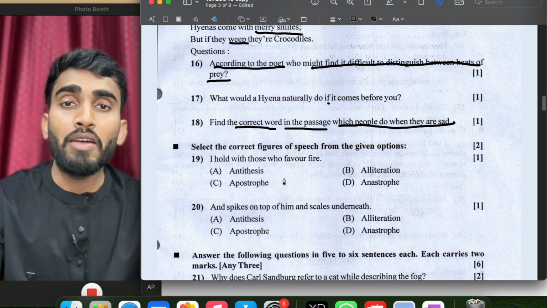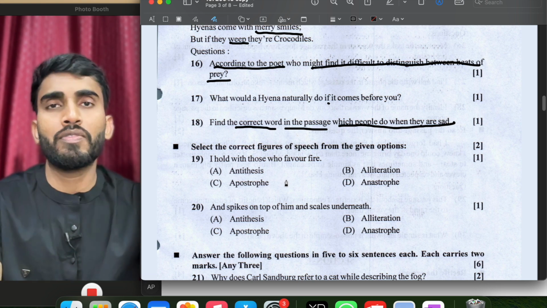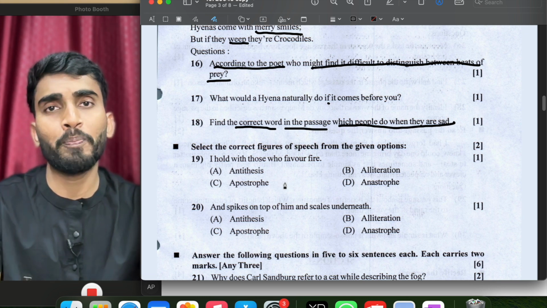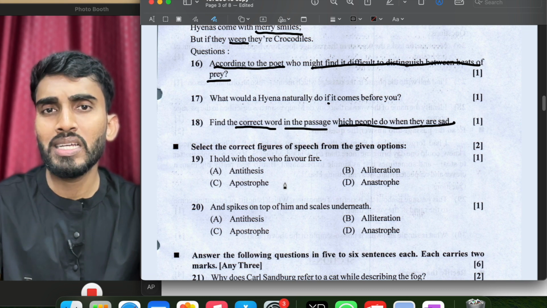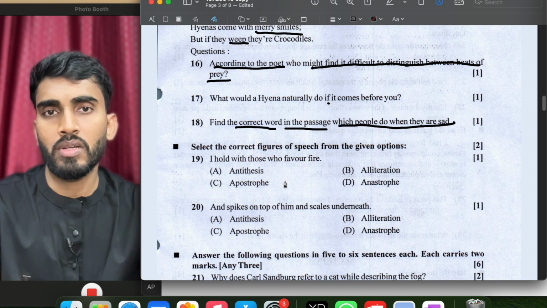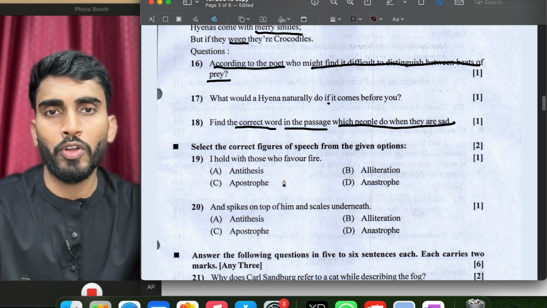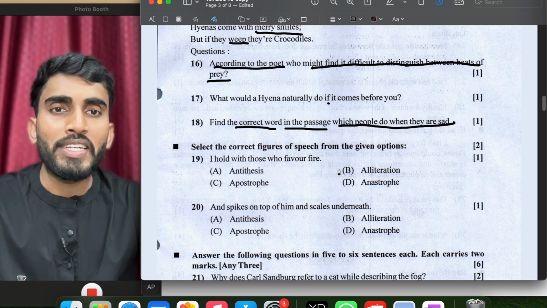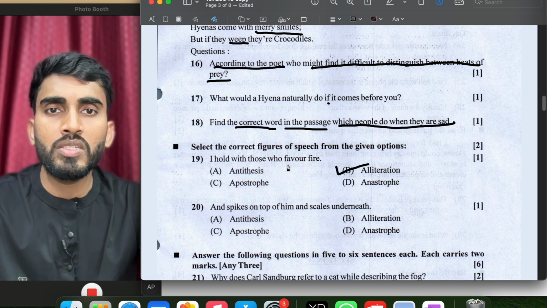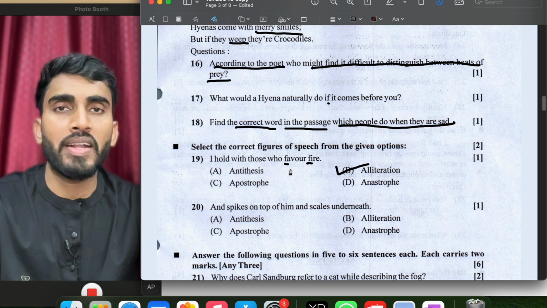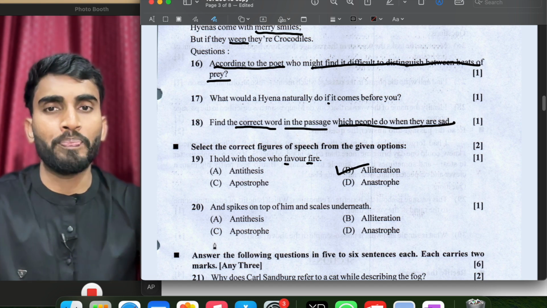You must remember it with the help of examples so that you will be able to solve it. I will try uploading a PDF of important figures of speech in the description of this video so that you can download it and revise it for your exam. So here the figure of speech used is alliteration, because in favor and in fire the words are starting with the letter F, so this is alliteration.